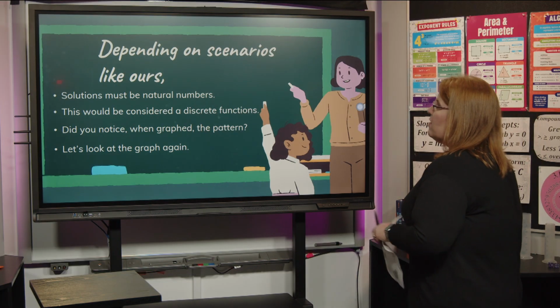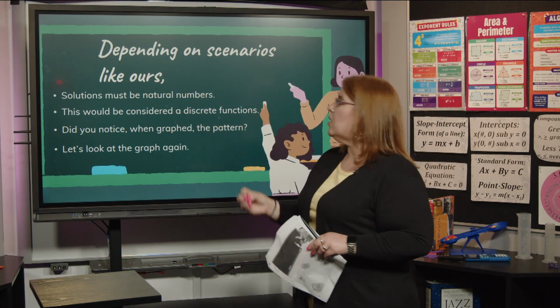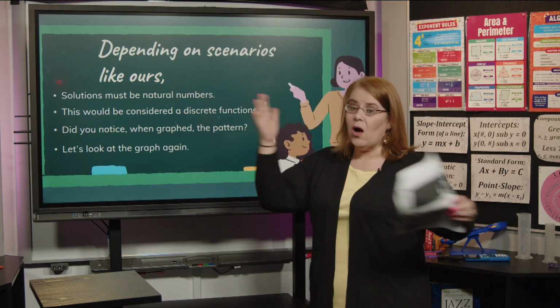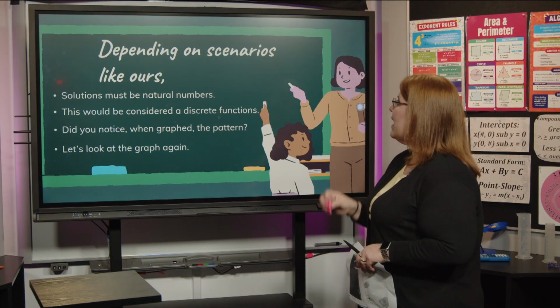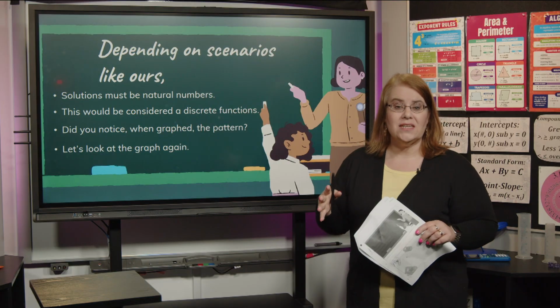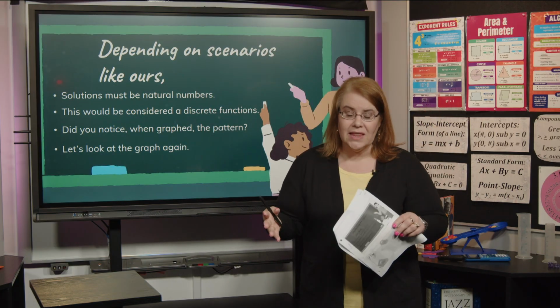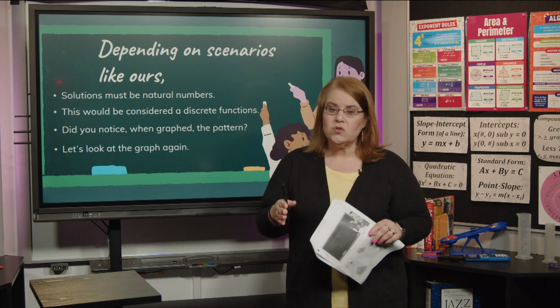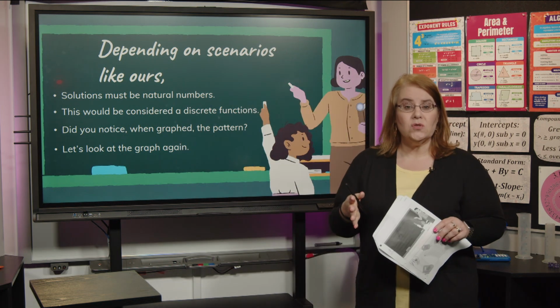Depending on scenarios like ours, solutions must be natural numbers. We talked about that. We can only have a whole song. You can't have part of a song. This would be considered a discrete function, meaning there's a beginning and an ending. There are limitations. Sometimes we get limitations about what our teachers will and will not let us do. There's a limit, there's a boundary, with this discrete function or discrete graph.